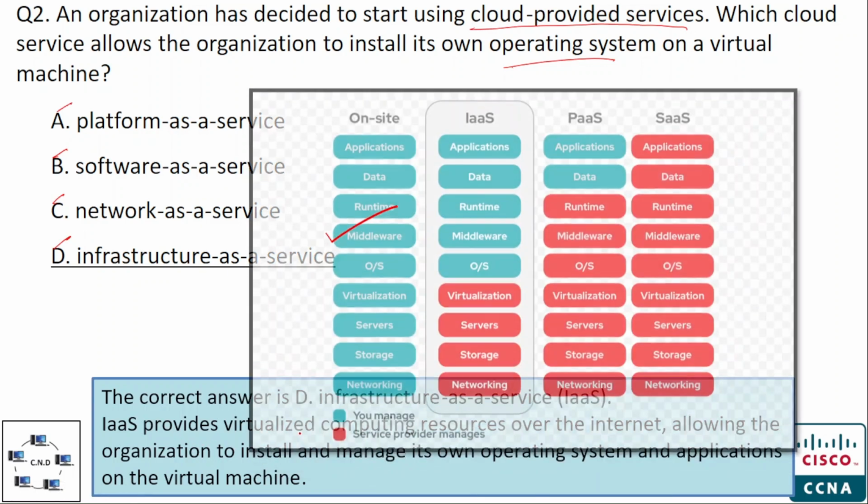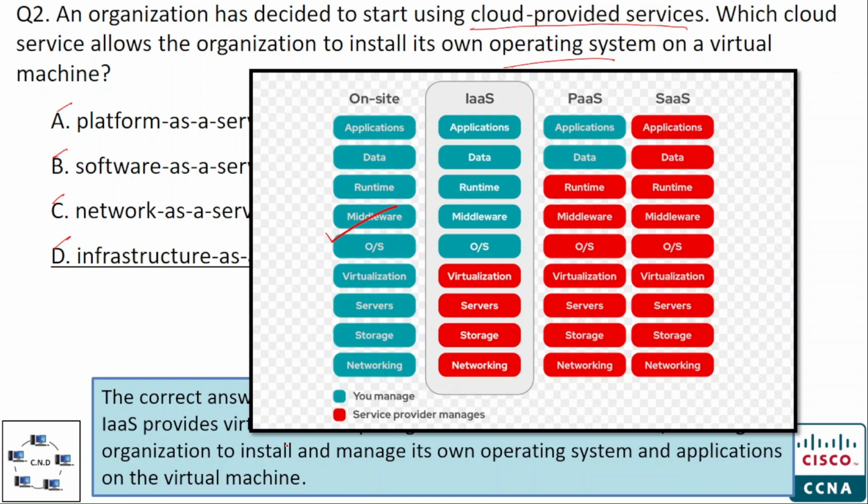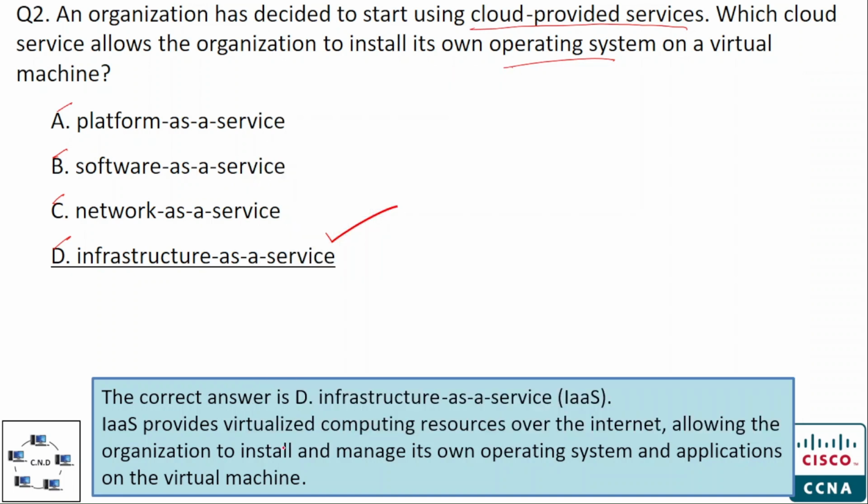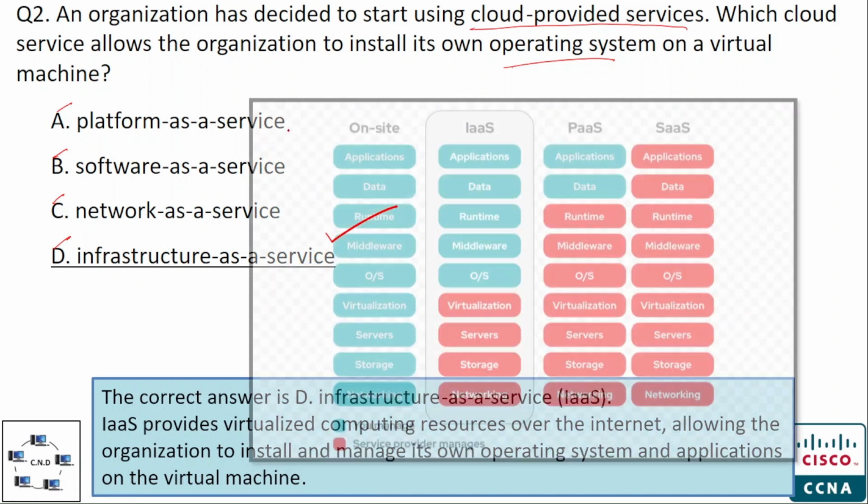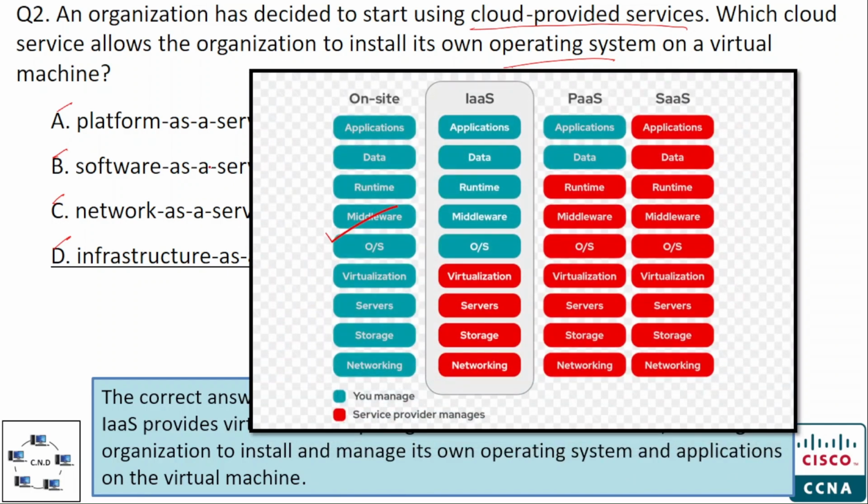Infrastructure as a service provides virtualized computer resources over the internet, allowing the organization to install and manage its own operating system and applications on the virtual machine. While platform as a service and software as a service do not have the flexibility for the client to install and configure their own operating system. So these are all the different models of the cloud services.